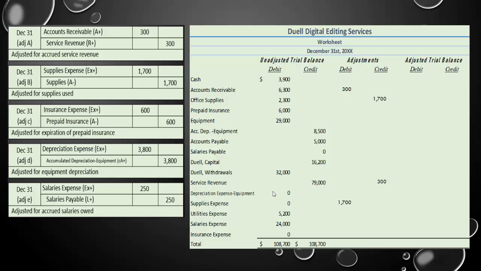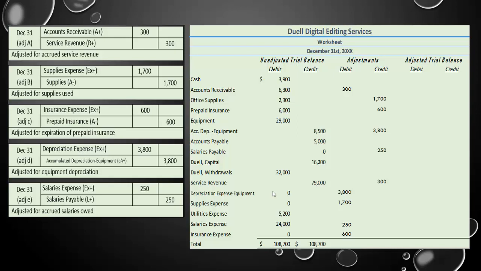In the third entry, we recorded $600 worth of insurance expense with a debit. Let's put that into our worksheet, and let's also decrease or credit our prepaid insurance for $600 in the adjustment section. Depreciation expense had a debit for $3,800, so in that adjustment section we're going to debit depreciation expense of equipment for $3,800, and we're going to credit that accumulated depreciation equipment account for the same $3,800. And then lastly, we had a $250 debit to salaries expense. Let's put that in the adjustment section, and let's credit our salaries payable in the adjustment section for $250.